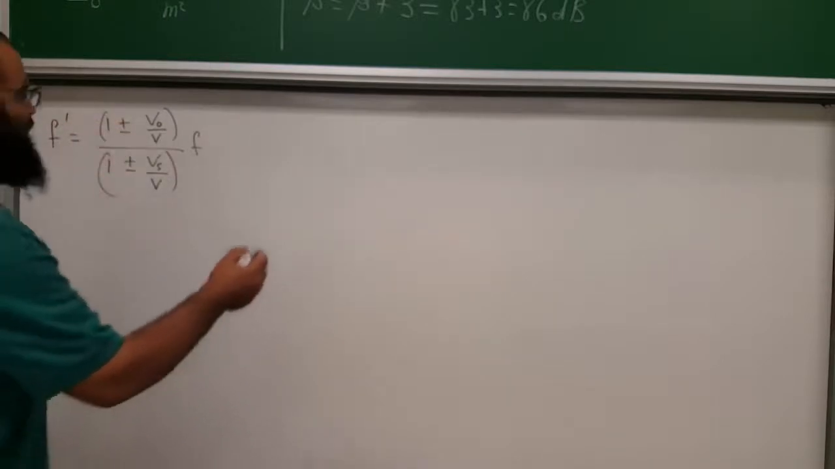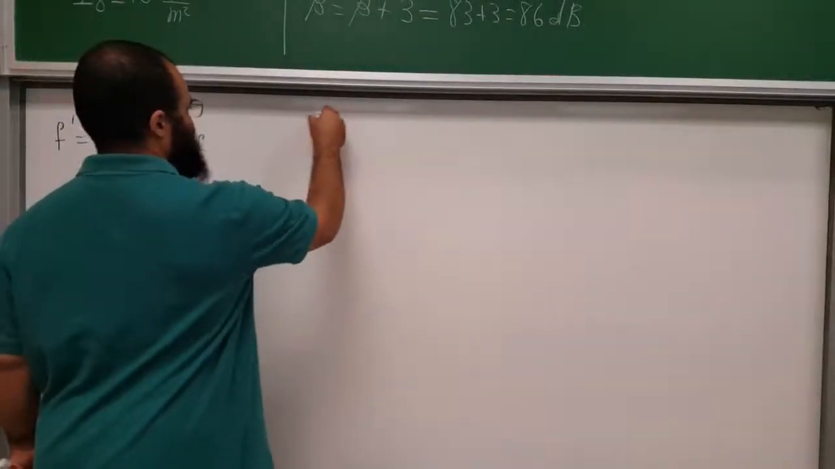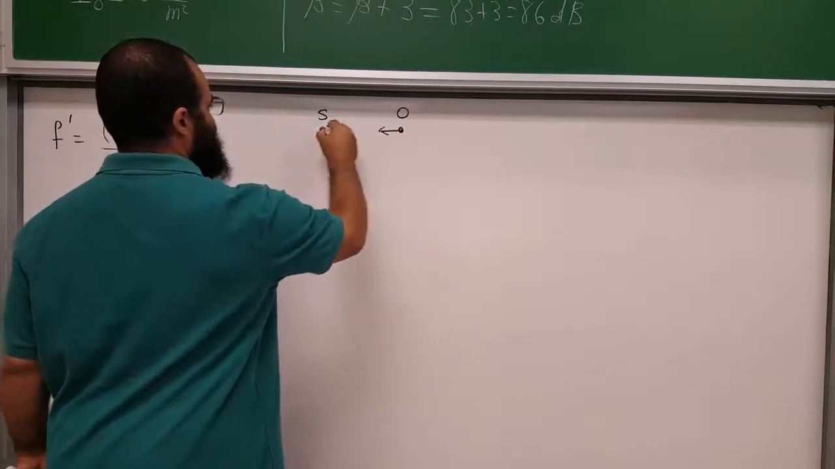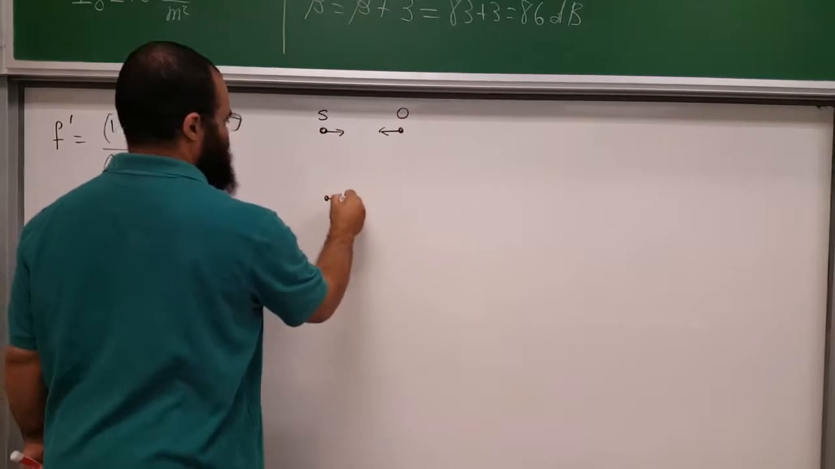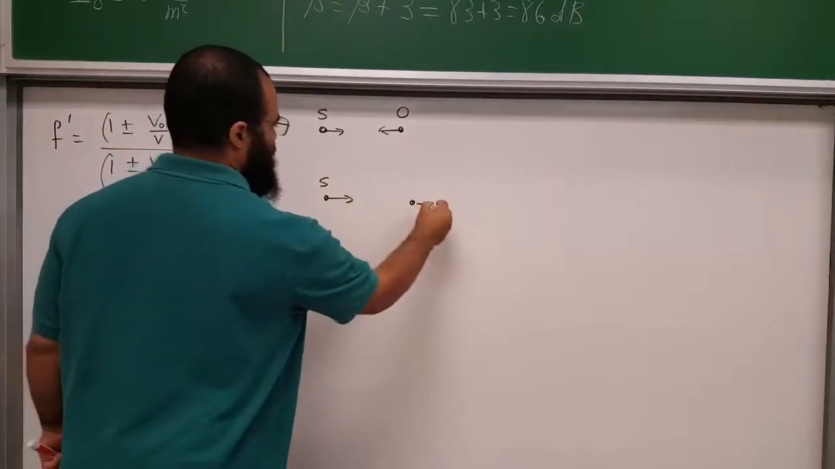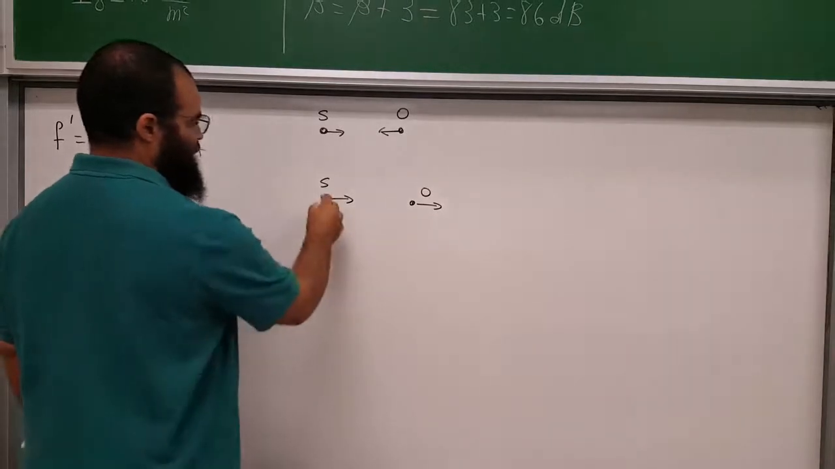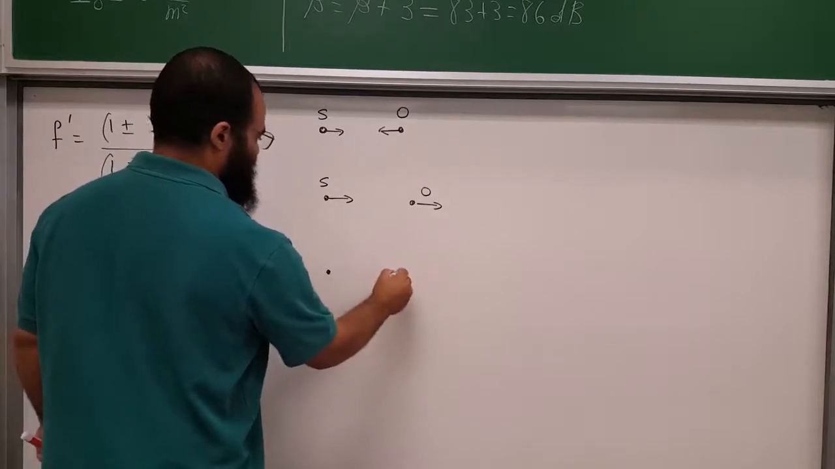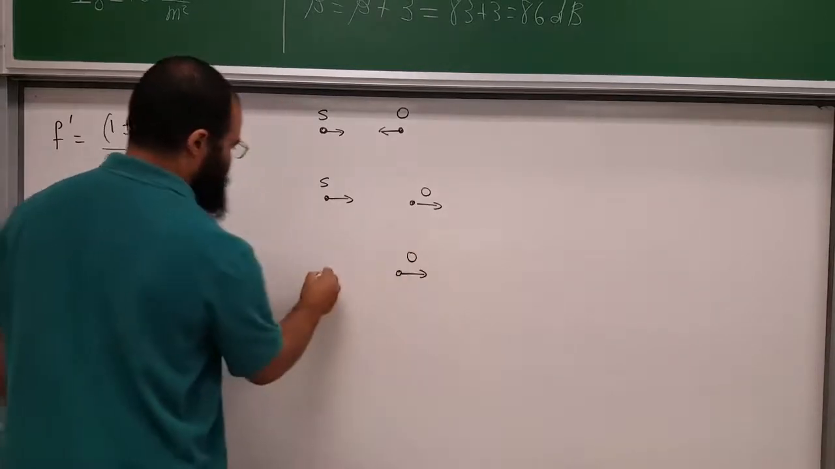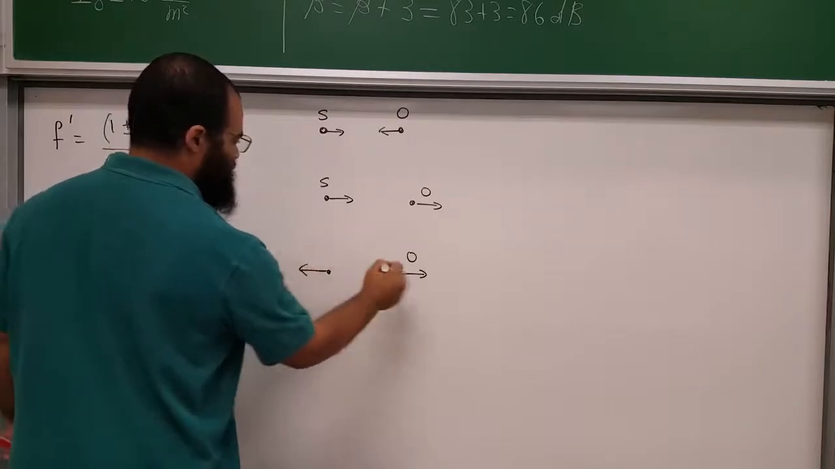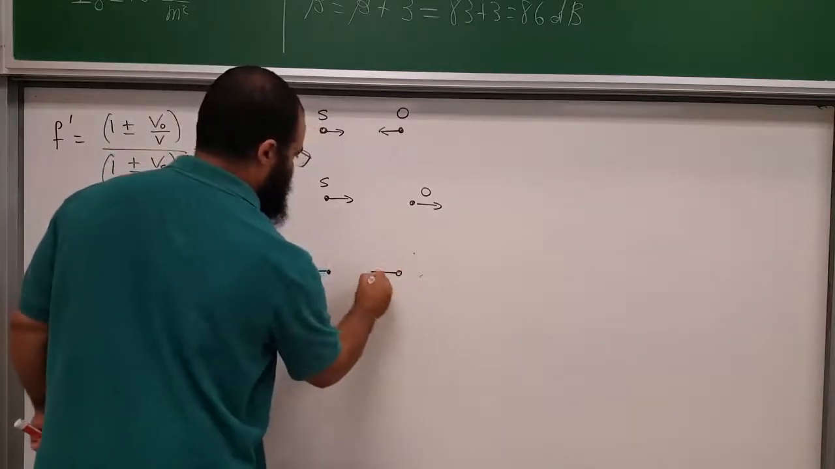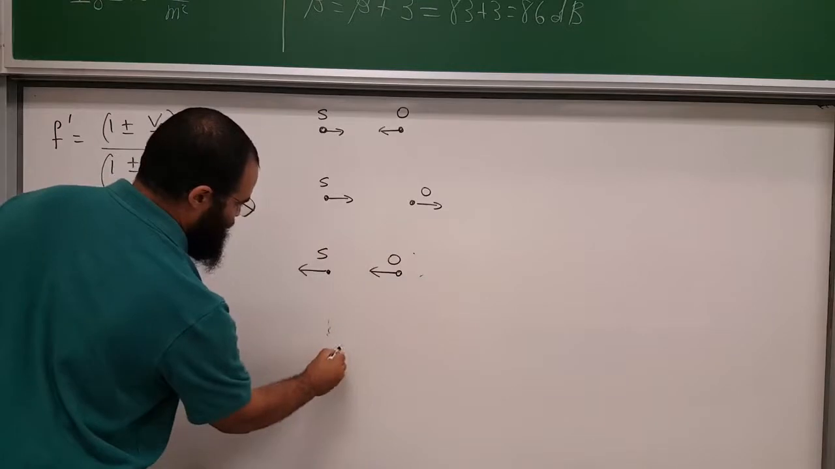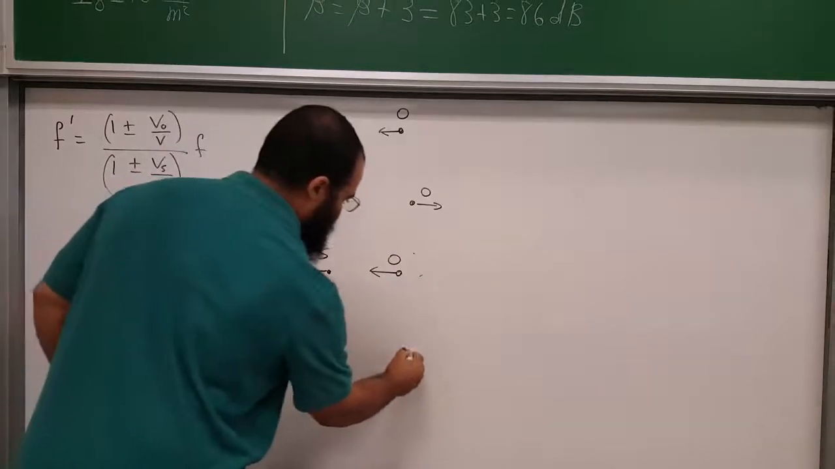So you can have the following. Here is the source, and here is the observer. Let's say they could be moving towards each other. You can have the source moving to the right, and the observer moving away from the source, so the source chasing the observer. You can have the observer moving to the right, the source moving away from the observer. Actually, let's choose this one: the observer chasing the source. And then finally, you have the source going away from the observer and the observer going away from the source.